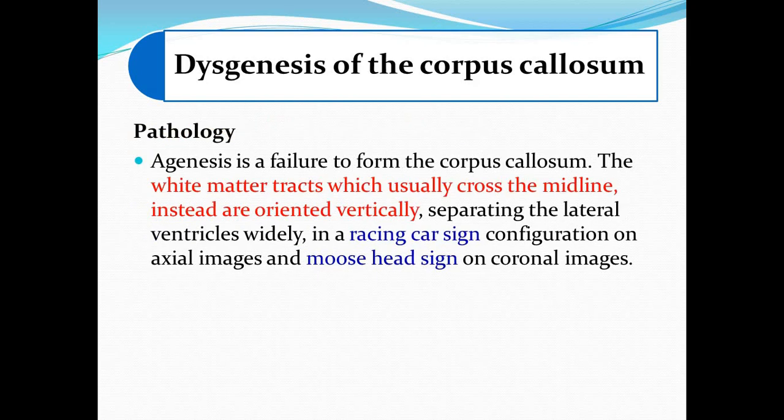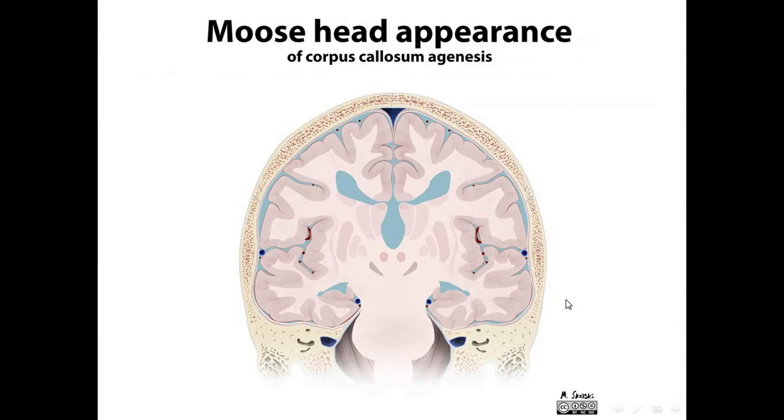So when we don't have a corpus callosum that connects the cerebral hemisphere with the contralateral cerebral hemisphere, the white matter tract instead is oriented vertically, making some configurations which can be detected by imaging of the brain. It has some signs such as the racing car sign configuration, seen on axial image, and the moose head sign on coronal image. This is the moose head appearance of corpus callosum agenesis.